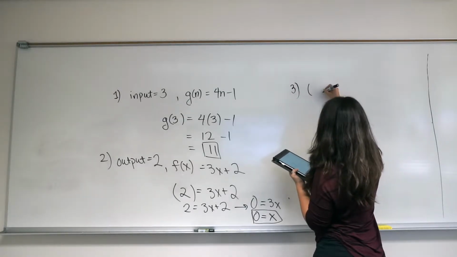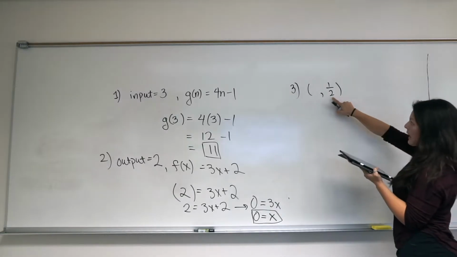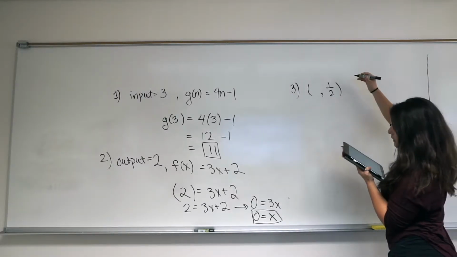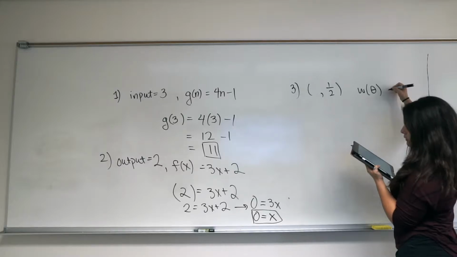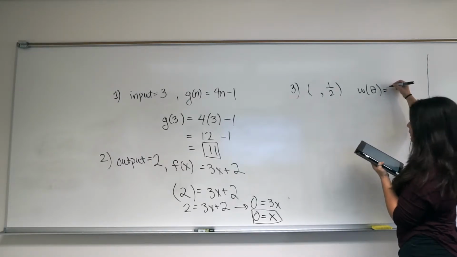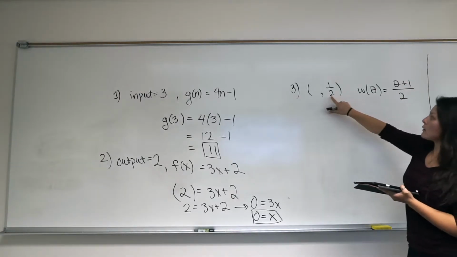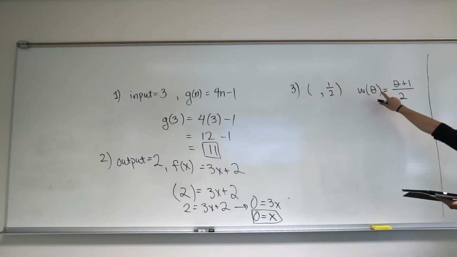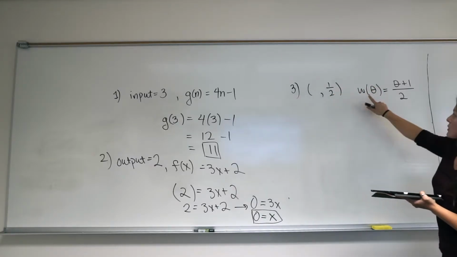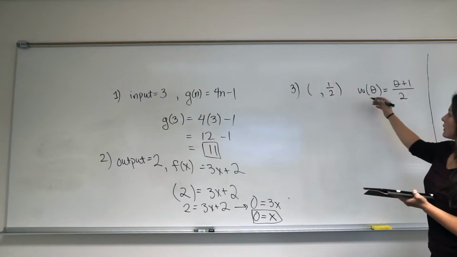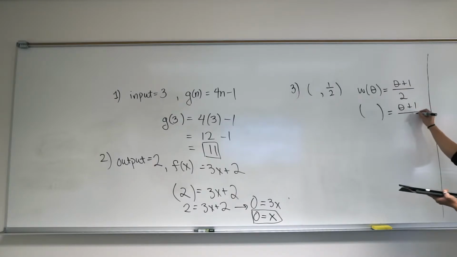So let's say we have an ordered pair where we're given the output 1/2, and we're given a function w or omega of theta equals theta plus 1 divided by 2. So since we're given the output here, we're going to solve for the input theta that gives us w of theta equal to 1/2. So our output is w of theta, and we're told it's 1/2, so we'll put parentheses around where w of theta is and fill in the rest.